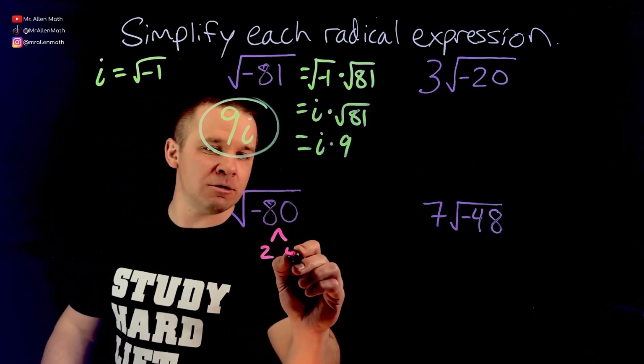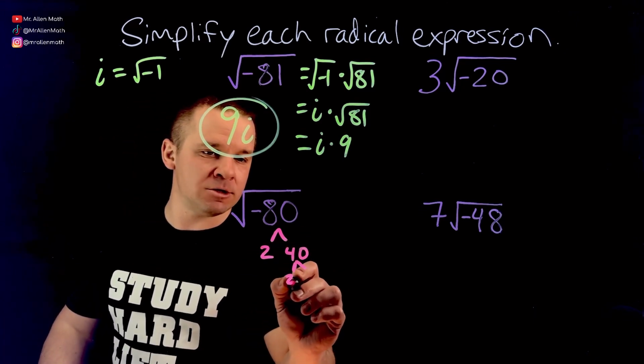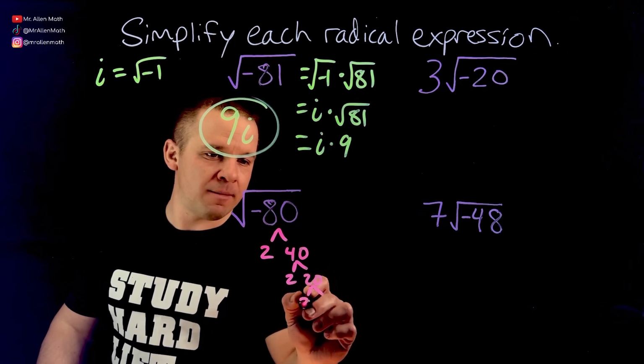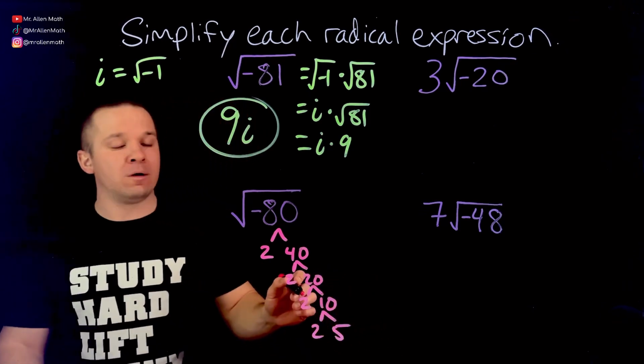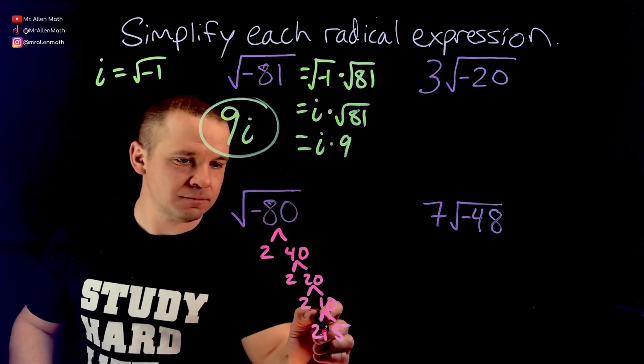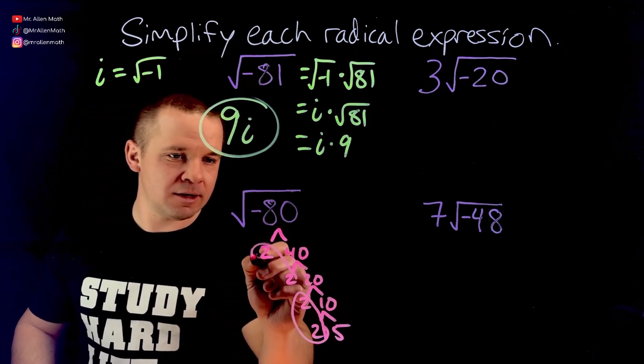So I'm going to divide by 2, and I got 40. Divide by 2, 20. Divide by 2, I got 10. Divide by 2, I got 5. Woo! It's a long factor tree. Got a pair? Got a pair.